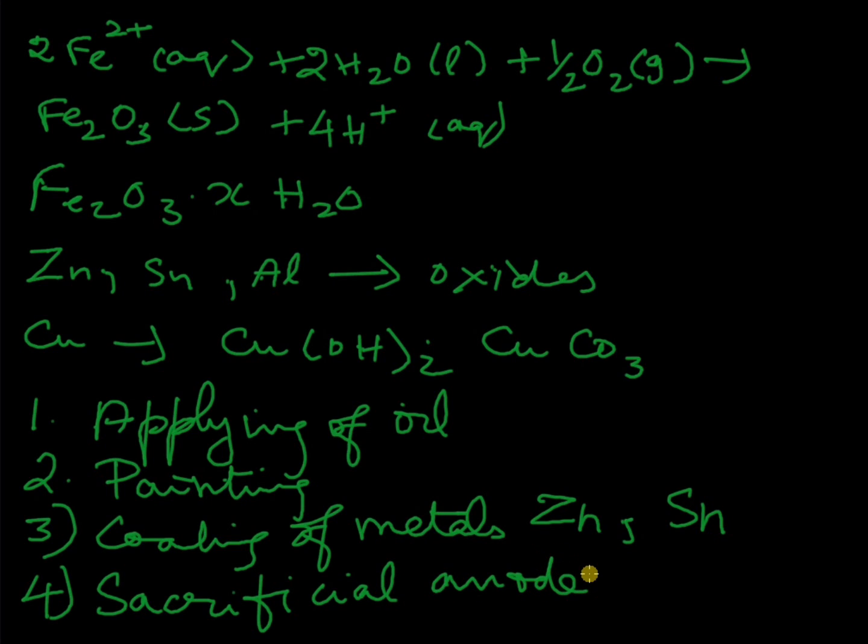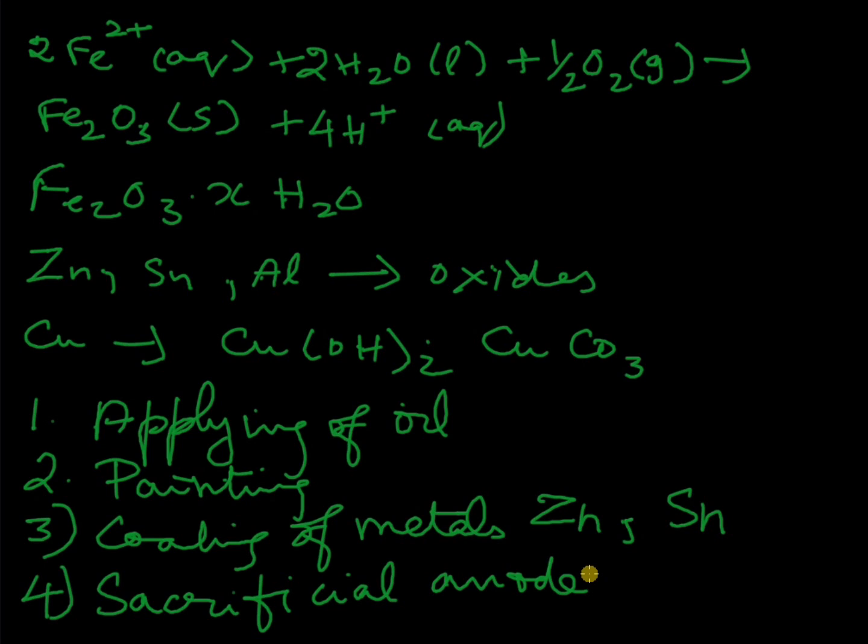In the case of the first three methods, we are cutting off the supply of oxygen. We cut off the contact between the metal surface and the atmosphere. So that helps in preventing corrosion. In the case of coating of metals like zinc and tin, these metals can be oxidized. But as I just now told you, the oxide layer completely coats the metal and prevents it from further corrosion.